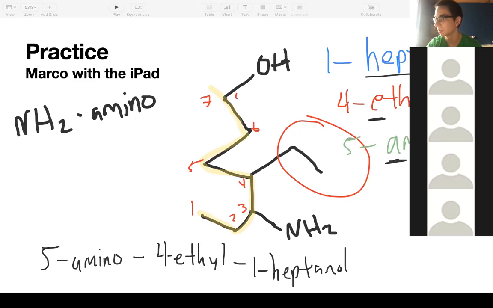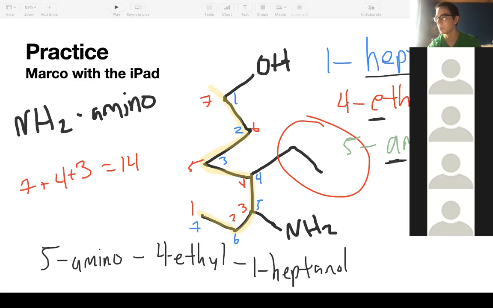Oh, I don't want the same color. Let's do 1, 2, 3, 4, 5, 6, 7. So when we look at the red numbers, we see our alcohol is on carbon 7. We see our ethyl group is on carbon 4. And we see our amino group is on carbon 3. So what we want to do is add up all of these numbers, and they add up to 14.